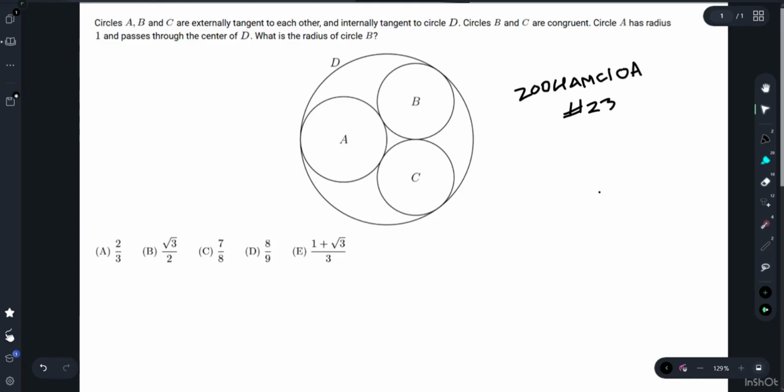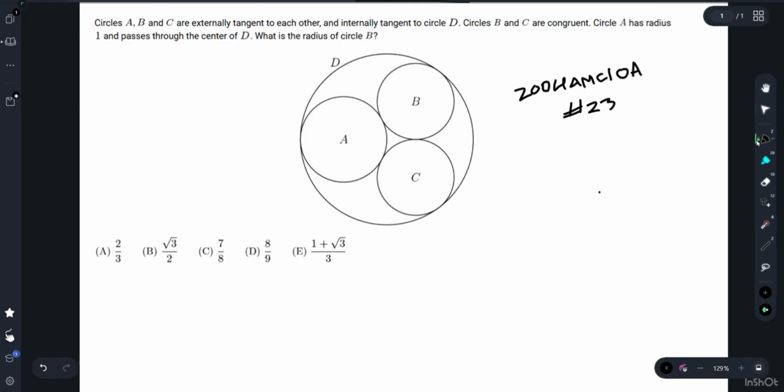Hey guys, today we'll be solving the 2004 AMC10A Problem 23. Circles A, B, and C are externally tangent to each other and internally tangent to circle D. Circles B and C are congruent. Circle A has radius 1 and passes through the center of D. What is the radius of circle B?